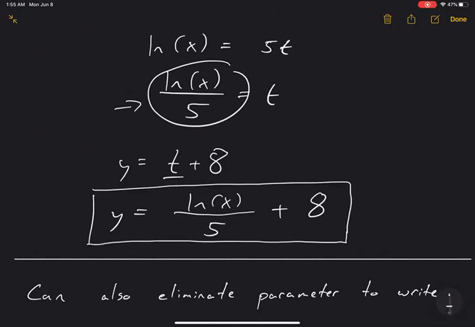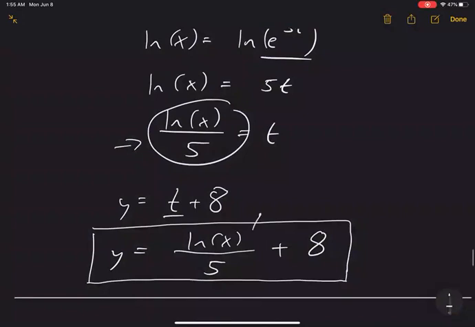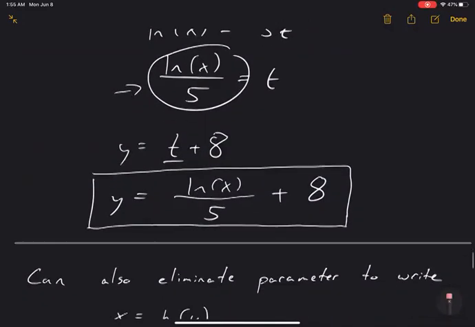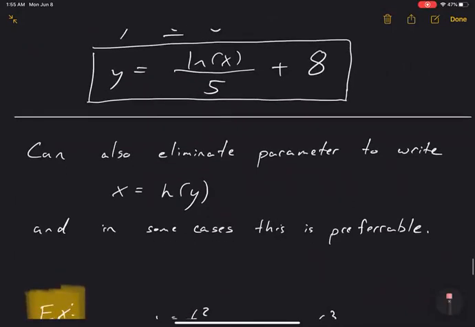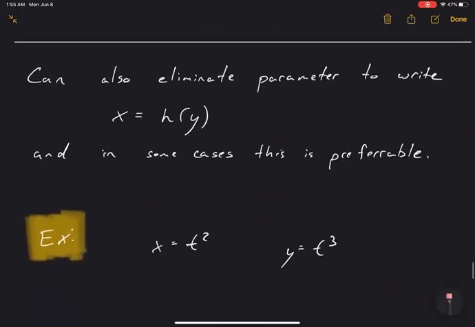We have to be careful though, because ln of x is not always defined, right? It's not defined for negative numbers. So we have to take that into account. I'll probably cover that more in the problem video. Well, I'll cover it a little bit in this next example, actually.